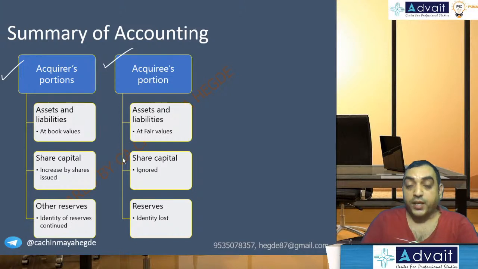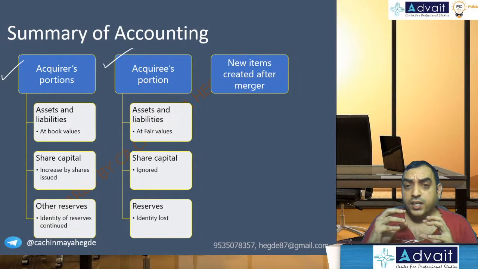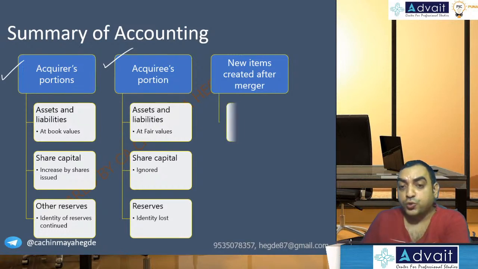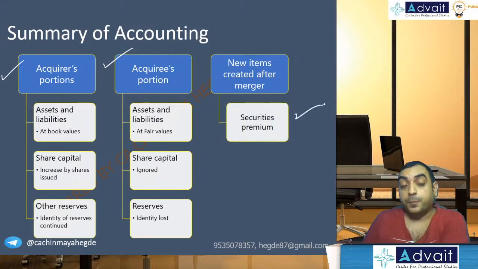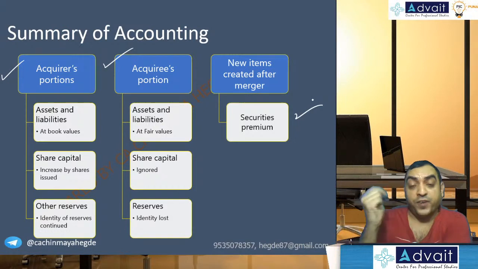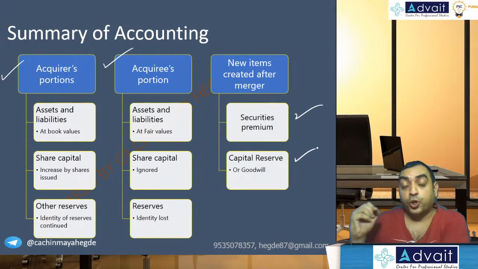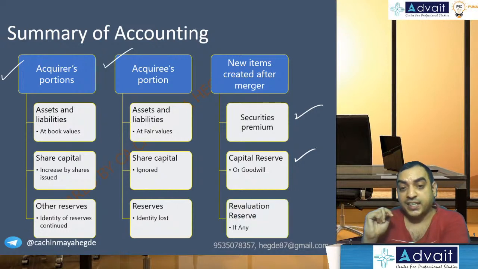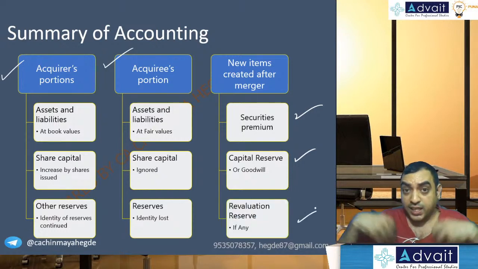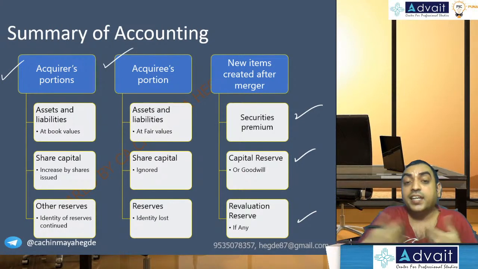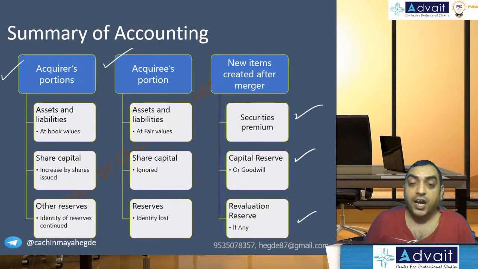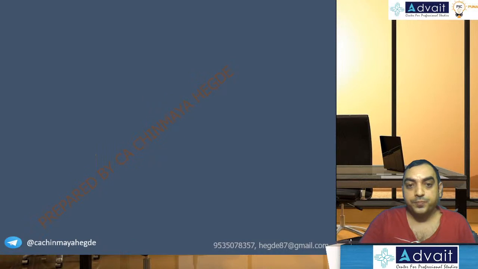Okay, so now one point to be kept in mind: after merger, I'm taking from the full-fledged point of view, new elements will arise. What are those new elements? Security premium, shares issued at above face value, will come as an additional element. Capital reserve is our goodwill, the difference between purchase consideration and net assets taken over. And if the existing company revalues its assets, revaluation reserve also will come as an additional element.